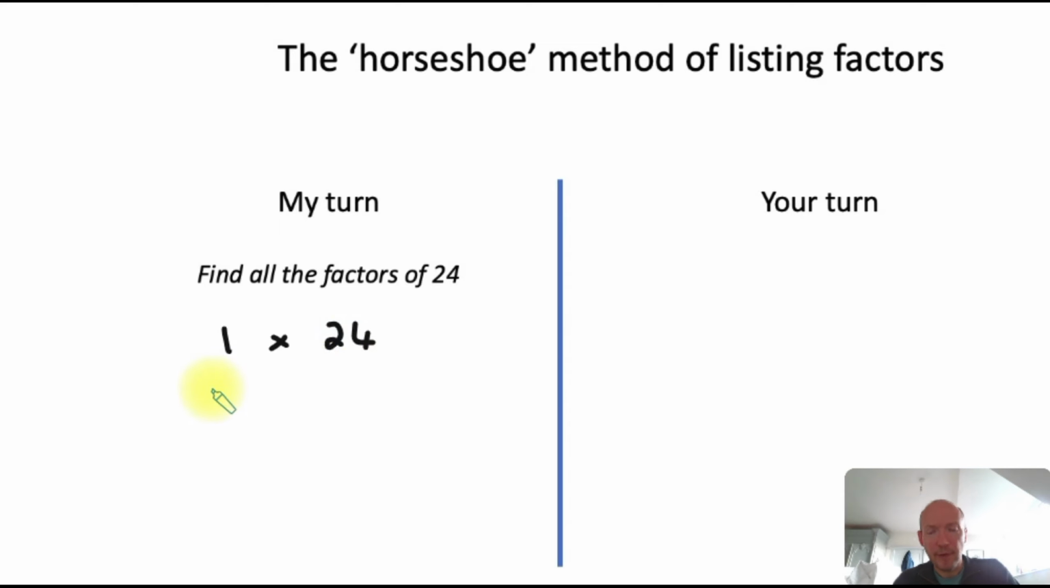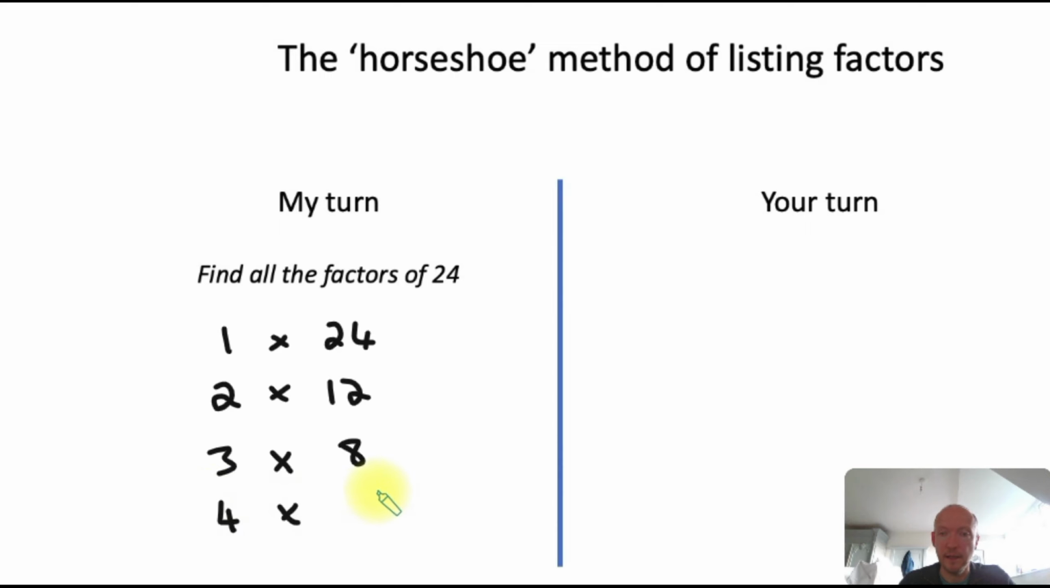Now again, I'm not going to just randomly think of the next number. After 1 comes 2. So I'm going to put 2. And 2 pairs off very nicely with 12: 24 divided by 2 is 12, or 2 times 12 is 24. So 12 must be a factor. After 2 comes 3. Yep, 24 can be divided by 3. That's great, so I can do that. What would you multiply 3 by to make 24? Well, that would be 8. After 3 comes 4. 4 is a factor. I can divide 24 by 4, and that gives me 6.